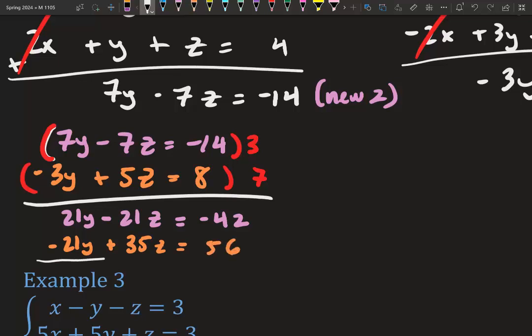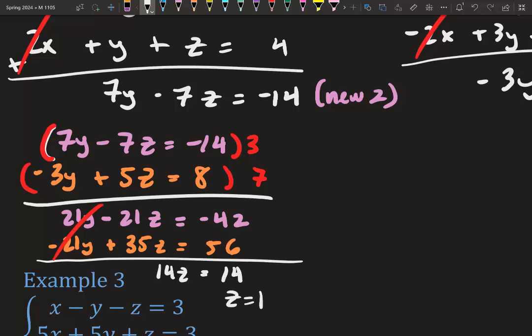We're going to add these together and our y's cancel. That was the goal. So negative 21z plus 35z, we get 14z equals negative 42 plus 56, that's 14. We divide by 14, so z equals 1.